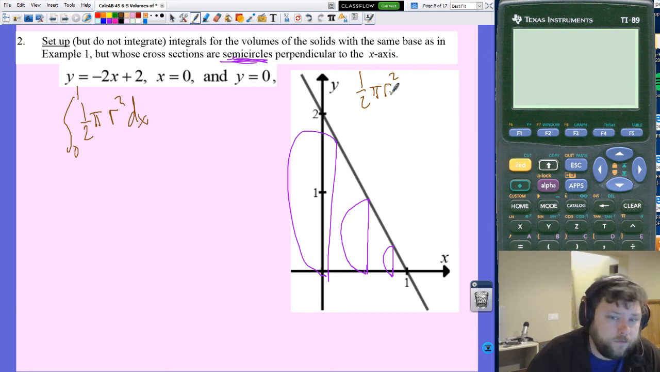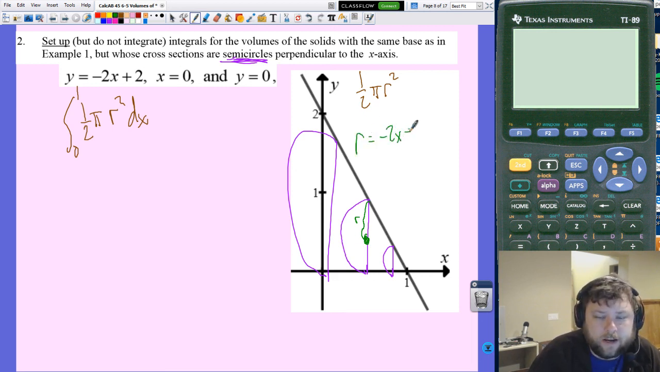We've got to figure out the formula for r. R stands for radius. Your radius in this case is not going to be this whole line. Radius, when we're talking circles, is only half that line. Diameter would be the whole thing. So my r in this case is not going to be negative 2x plus 2. It's going to be half of that, divided by 2. So my r is negative x plus 1.